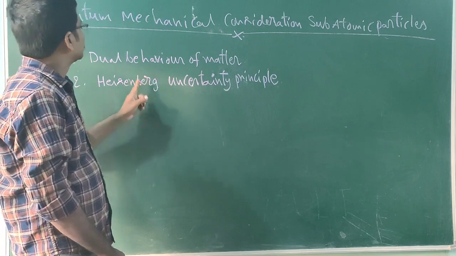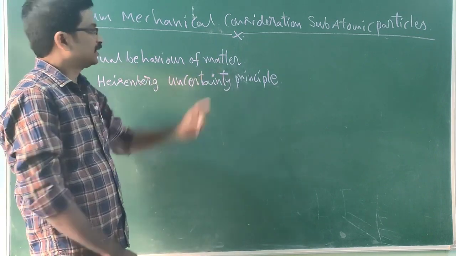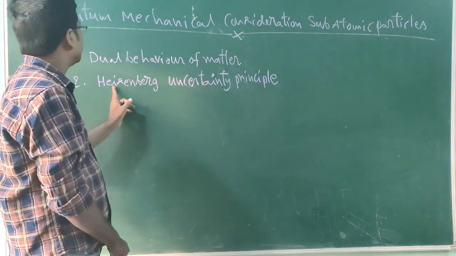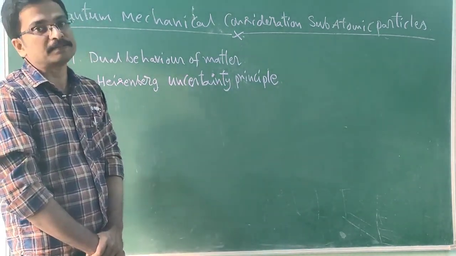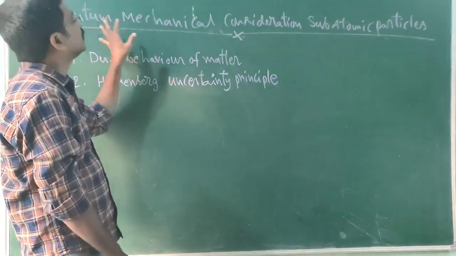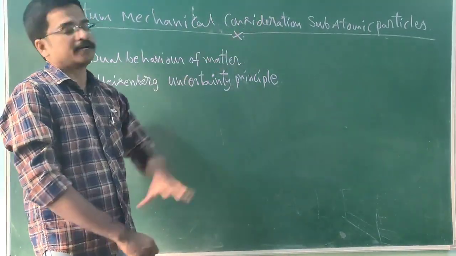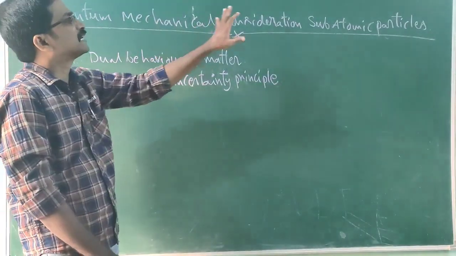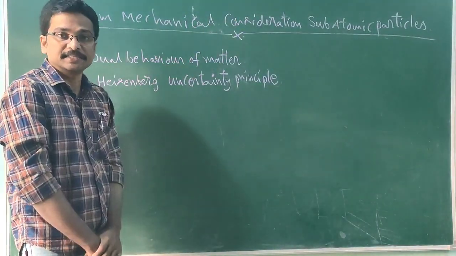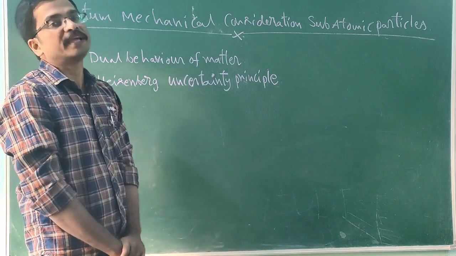two theories: the dual behavior of matter concept and the Heisenberg uncertainty principle. These two concepts help to develop the quantum mechanical consideration of subatomic particles. What is the need for it? The Bohr model fails.